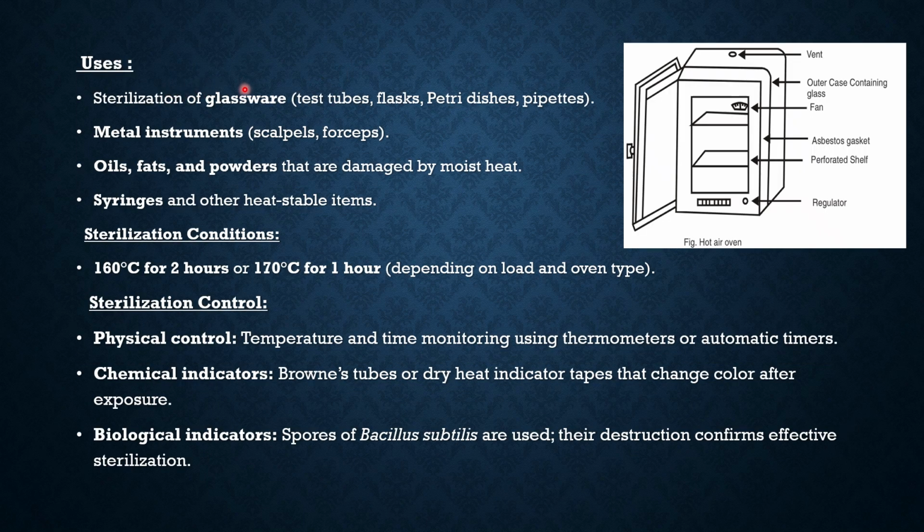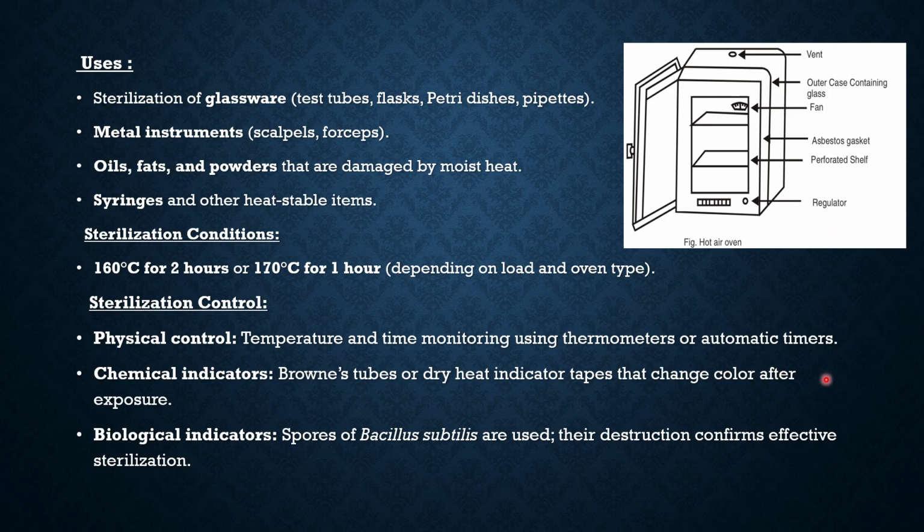Now uses: sterilization of glasswares like test tubes, flasks, petri dishes, pipettes, and metal instruments like scalpels and forceps. It is also used for items where we cannot use moist heat, for example oils, fats and powders. If we use moist heat sterilization, they would get damaged, so such items we can sterilize in a hot air oven. And then syringes and other heat stable items. The sterilization conditions are 160 degrees Celsius for 2 hours, or 170 degrees Celsius for 1 hour, depending on the load.